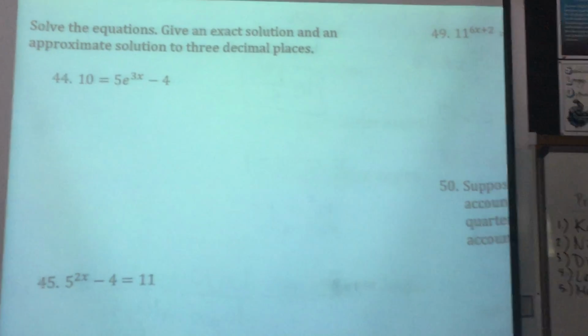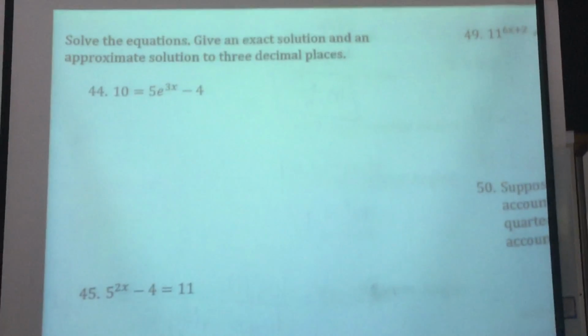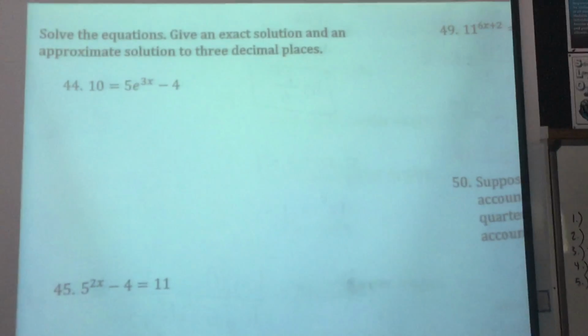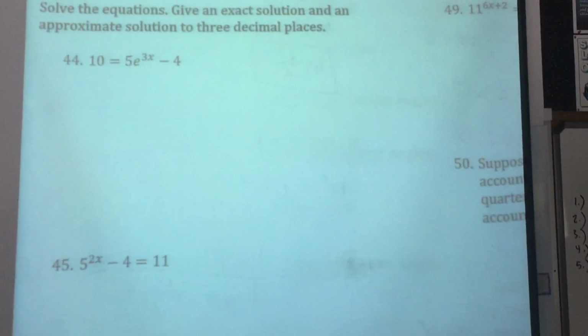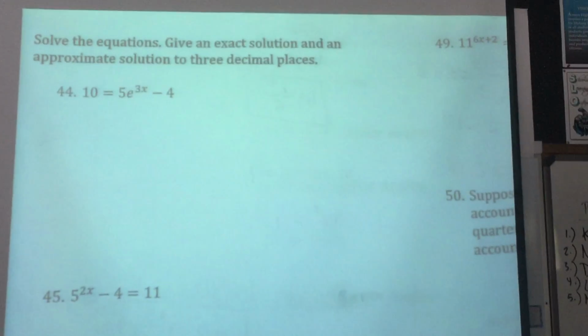Okay, let's move on to 44. And these we're solving some equations. So the instructions are solve the equations, give an exact solution and an approximate solution to 3 decimal places. So we're going to try to give both solutions, an exact and an approximate. So here we go, let's get started.